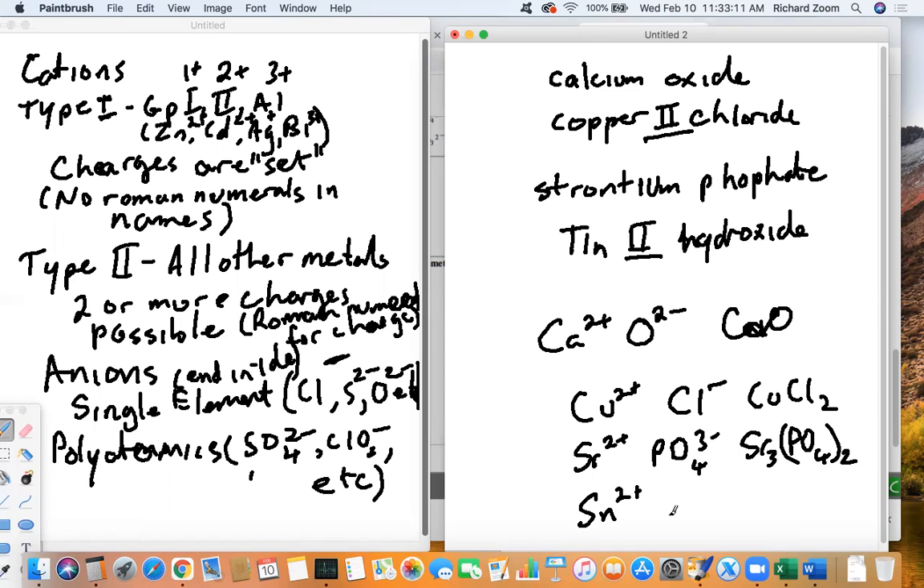So tin 2+ and hydroxide is OH-. So we need 2 hydroxides to balance out the tin. So it'd be Sn(OH)2, with the OH in parentheses. Okay. Any questions about these?